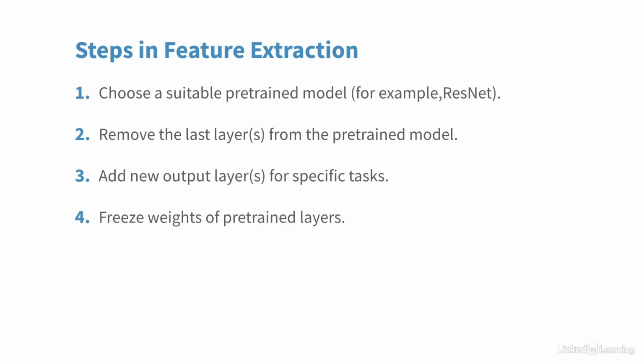Fourth is freezing the pre-trained layers. You want to make the pre-trained layers non-trainable to avoid updating them on a new dataset during training. Finally, you want to train the model. Use your dataset to train the new model. Only the newly added layers' weights will be updated.